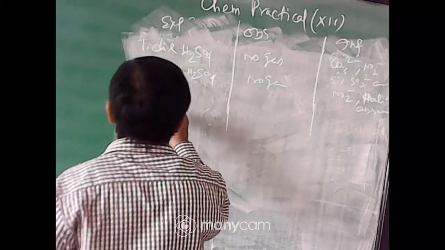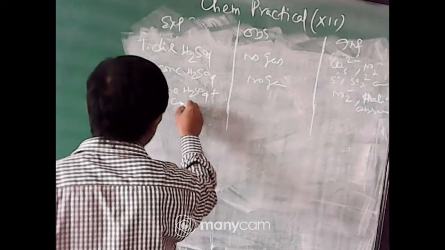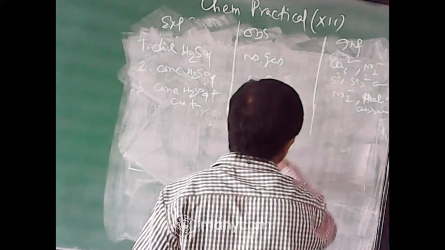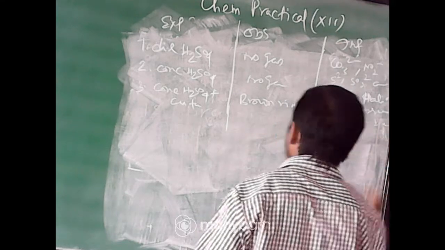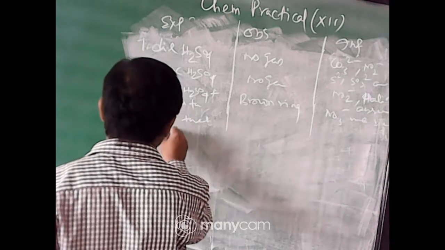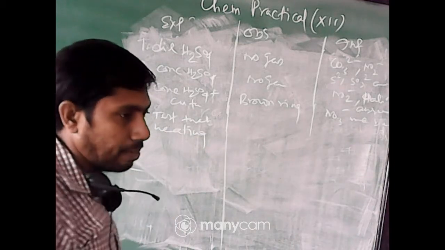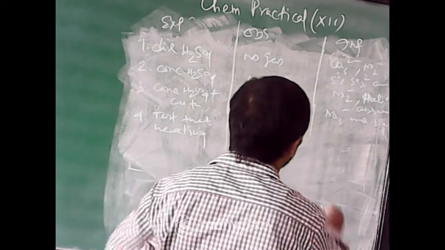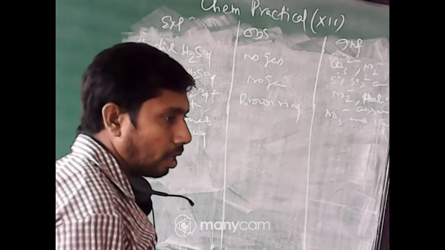Number 3 is concentrated H2SO4 plus copper turning, heat, a brown ring is formed. The brown ring gives you that NO3 minus may be present. Number 4, test tube heating. You can observe that all the points I am writing are the same. All the experiments I have to mention in this column. Regarding that, whether we got any characteristic observation or not will be included in the next 2 columns.